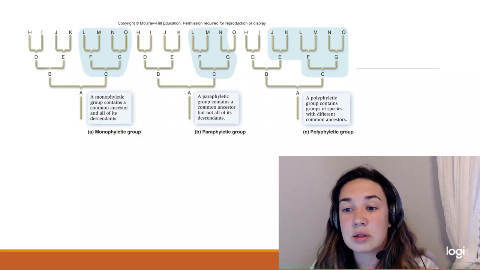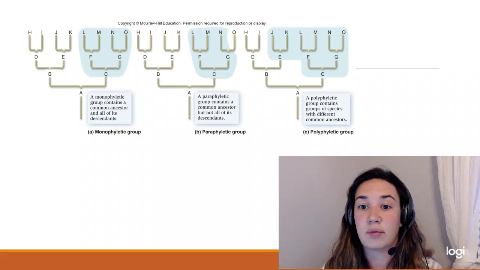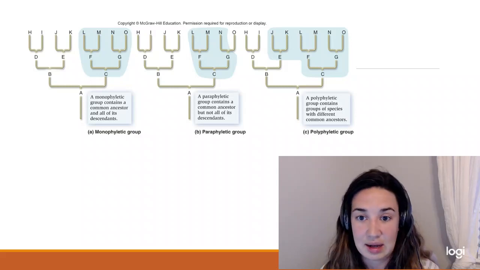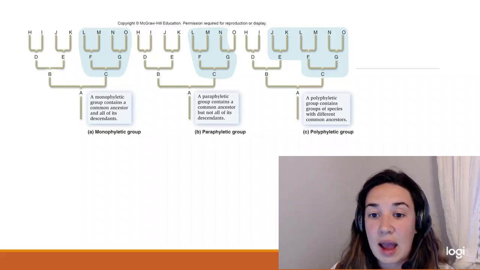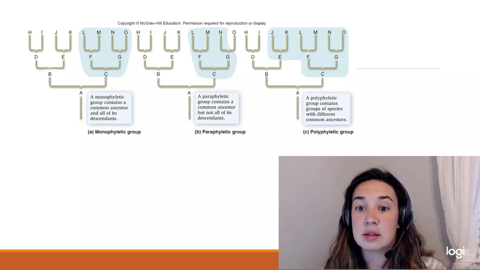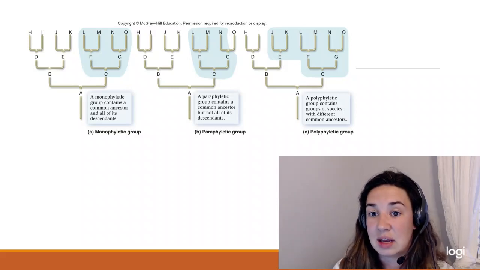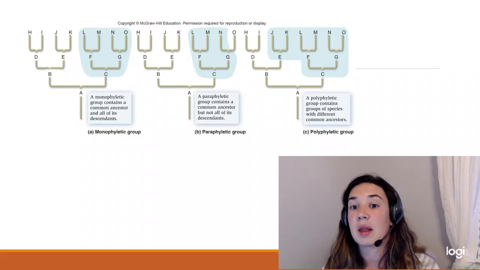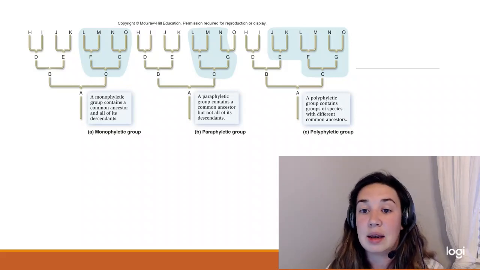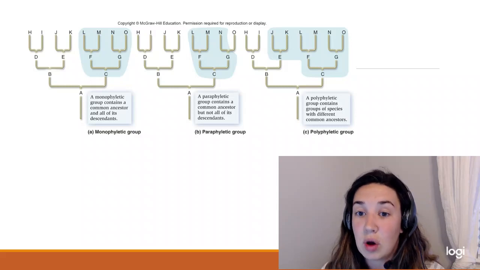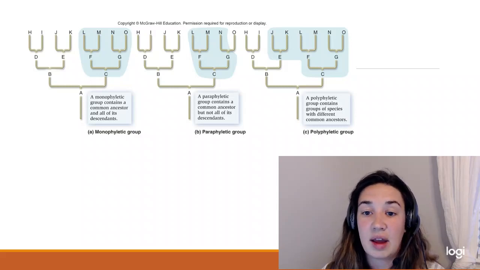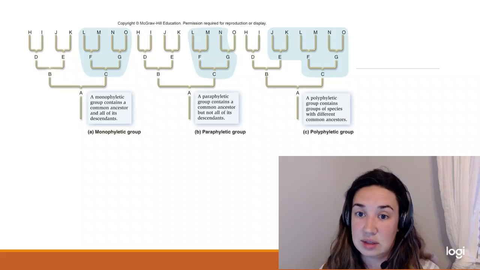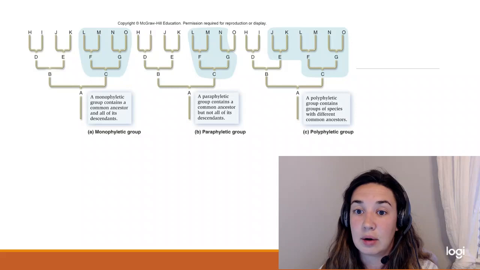Let's go through all three in this form here, because this really helps visualize what we were talking about in the last slide. So letter A is our monophyletic group. This is the common ancestor and all of its descendants. So we're looking at the letters L, M, N, and O. Those are all the descendants, and they have ancestors F and G, and they all share a common ancestor, C. So that's our monophyletic group.